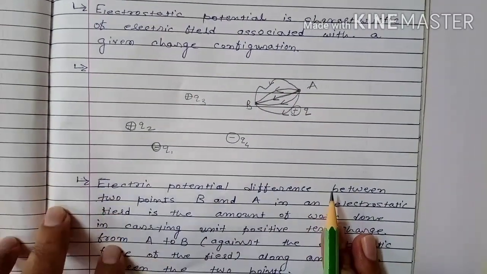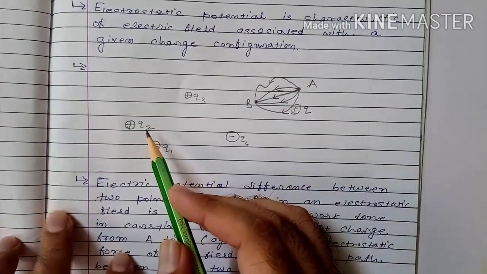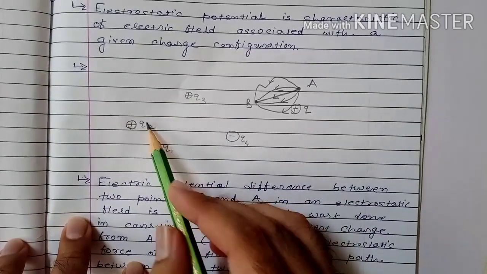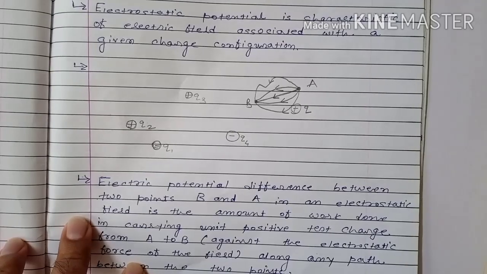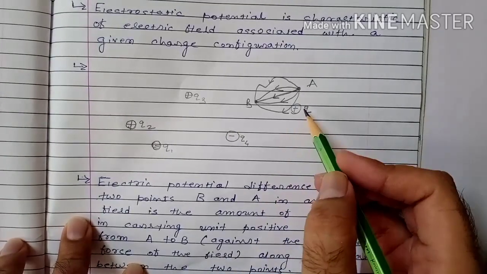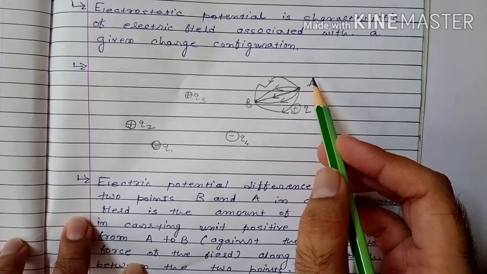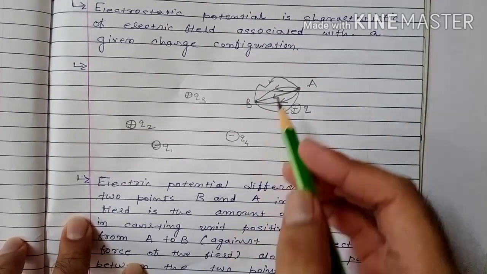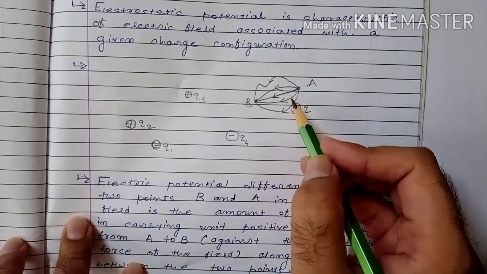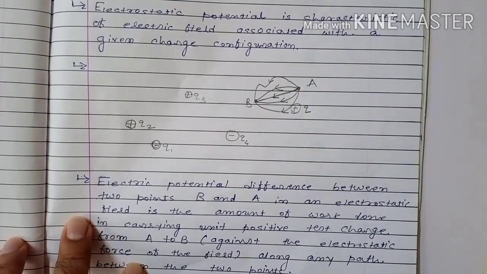Here I am considering one charge configuration. Here I have taken a system of charges Q1, Q2, Q3 and Q4. Due to them there will be some electric field and we want to move one charge Q from point A to point B through any given path. You can take first path, second path, third path, fourth path, fifth path, any path.